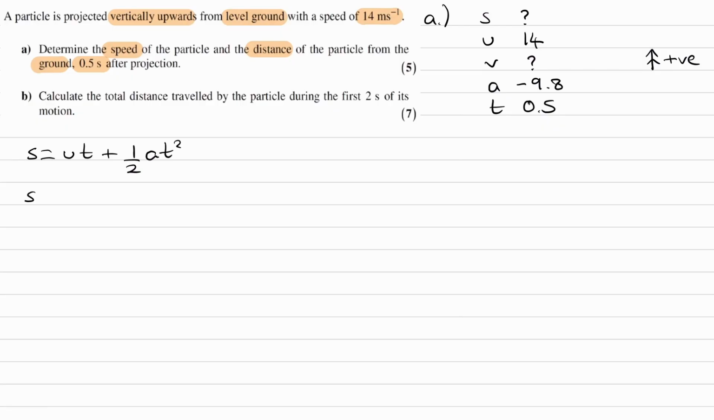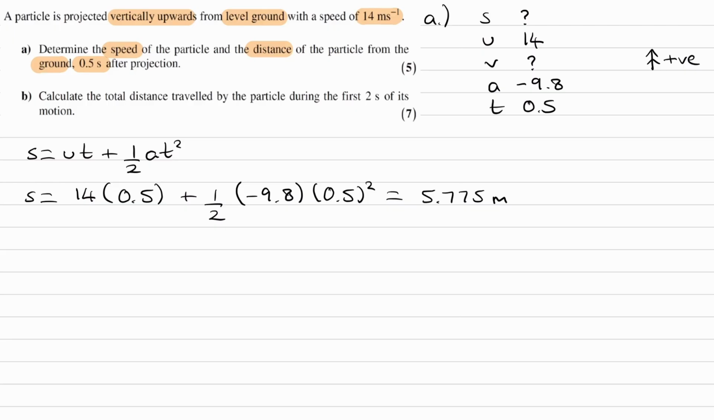So S is then going to be 14 times 0.5 plus a half times minus 9.8 times 0.5 squared, and that's 5.775 meters. So that's our first answer.